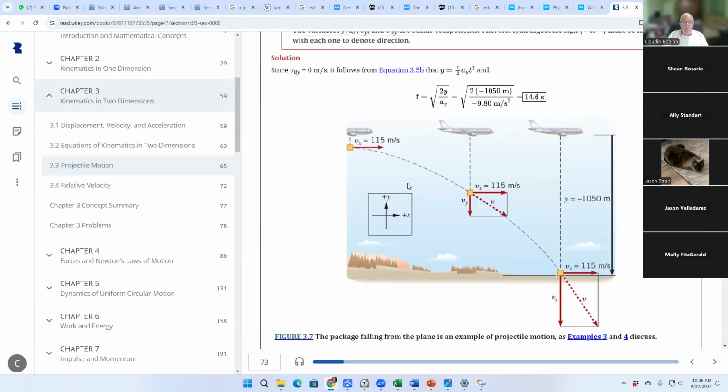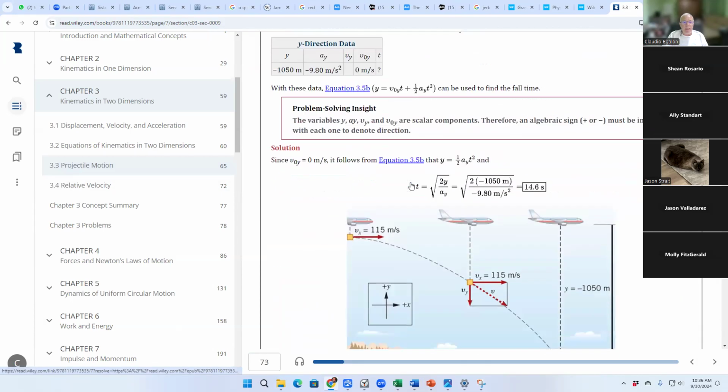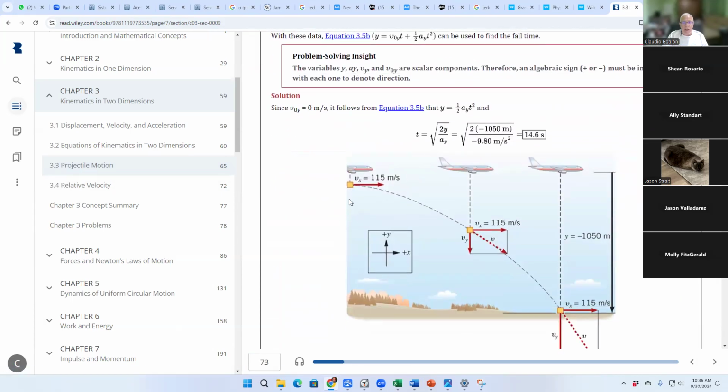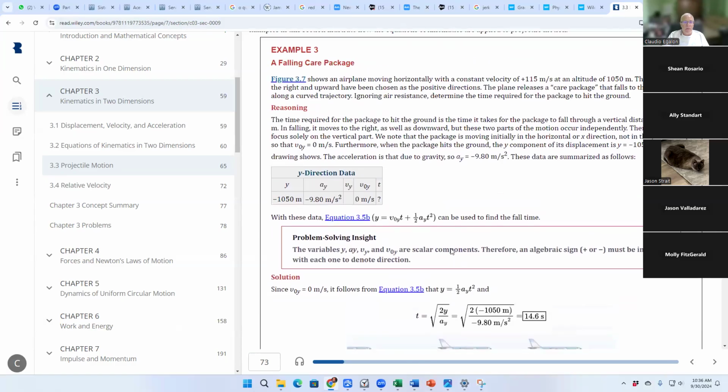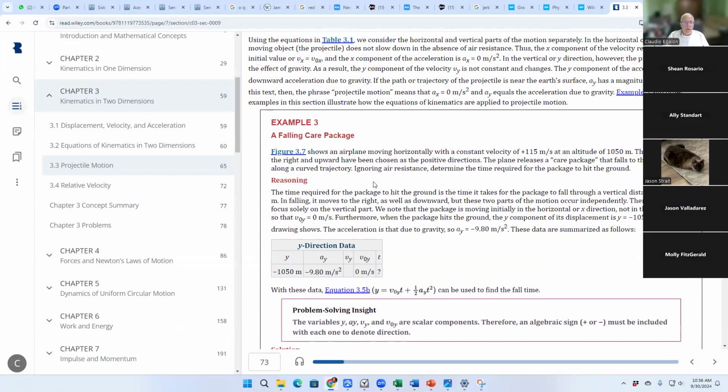This is another example of projectile motion. An airplane releases a package, and the package moves just like a projectile. If the plane is moving at 115 meters per second when the package is released, the package is going to have the same initial velocity. The plane releases a care package that falls to the ground along a curved trajectory, ignoring air resistance. Determine the time required for the package to hit the ground.